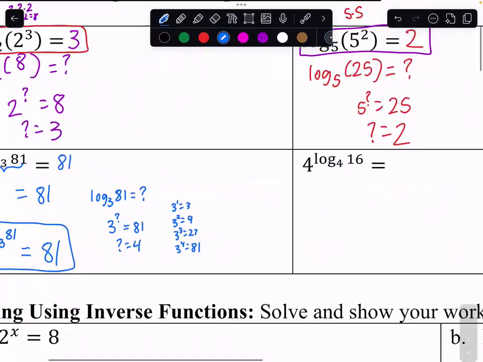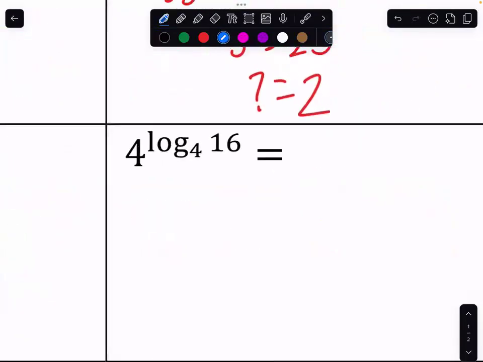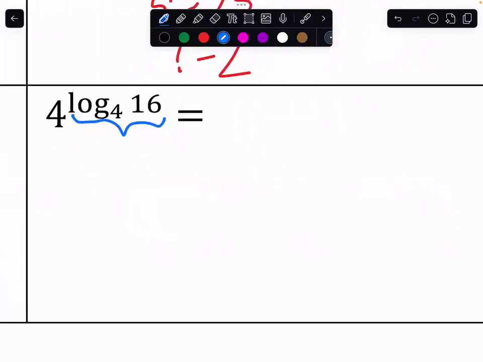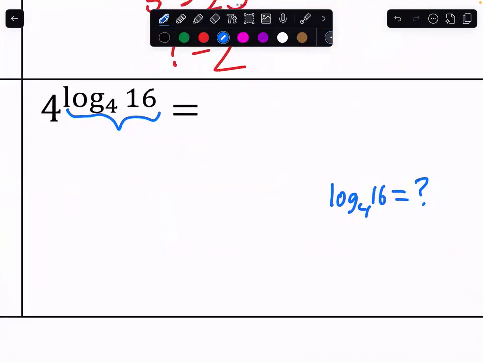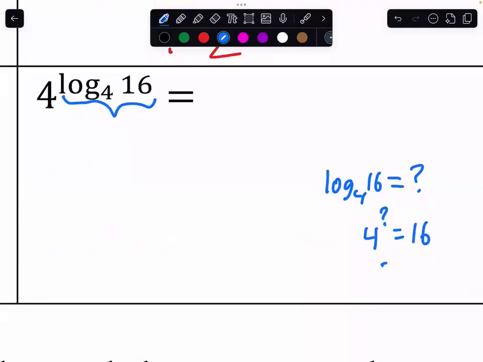Okay, let's do one more. 4 to the power of log base 4 of 16. So again, let's just simplify the exponent part first. What does the exponent simplify to? Log base 4 of 16 is asking 4 to what exponent turns into 16. It would be 4 to the power of 2. So we still have the big 4, but now the exponent turns into simply 2.